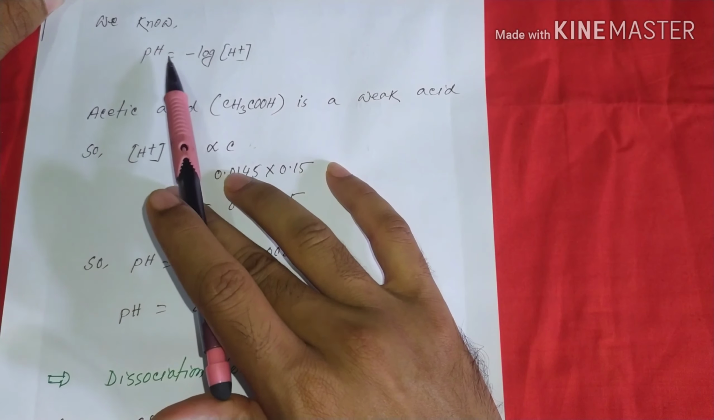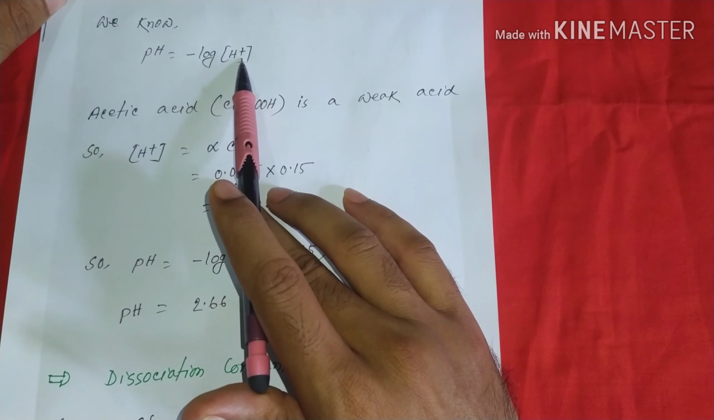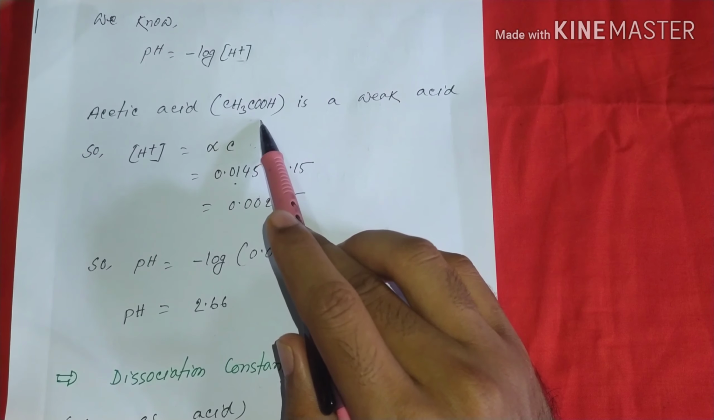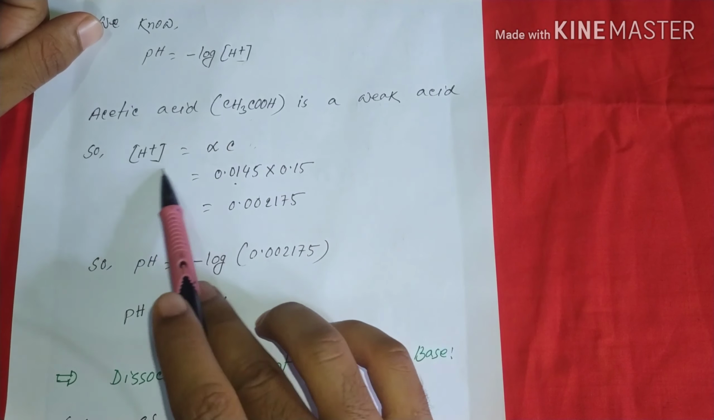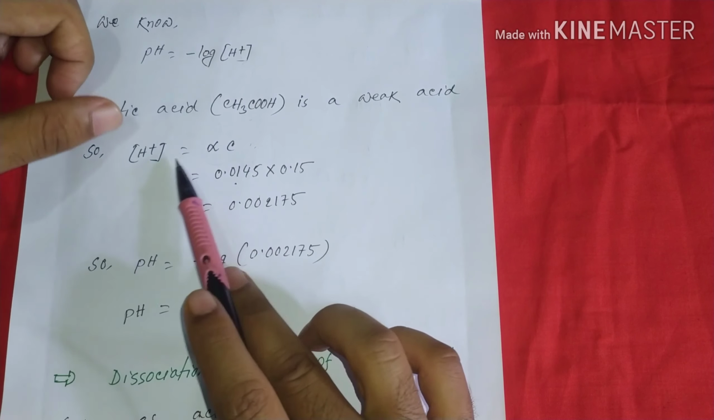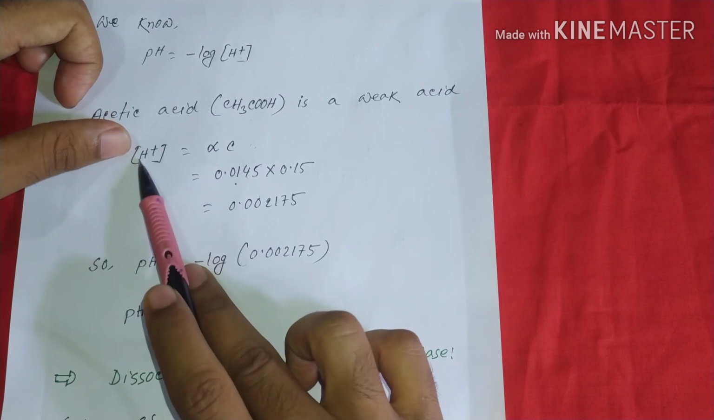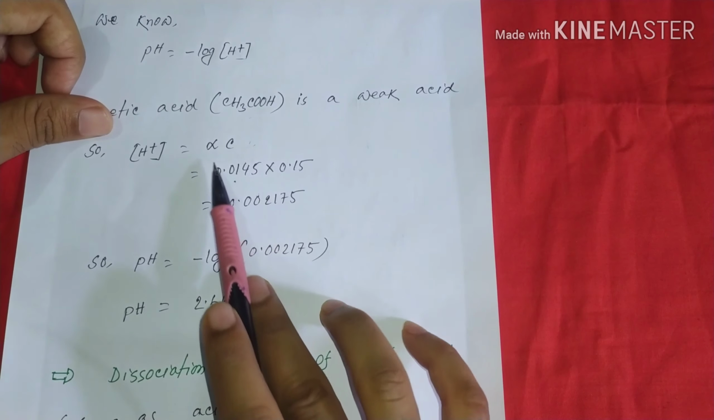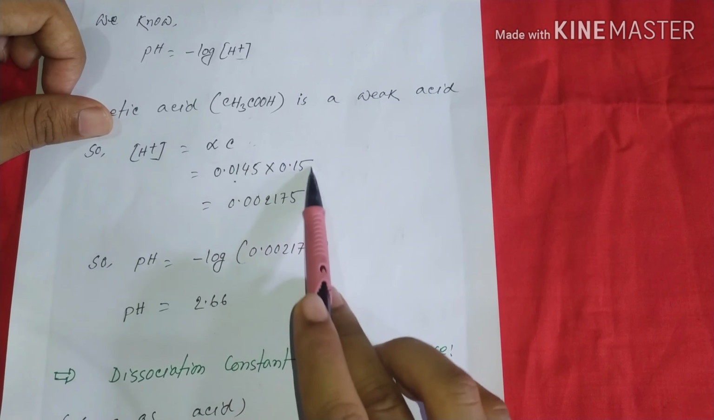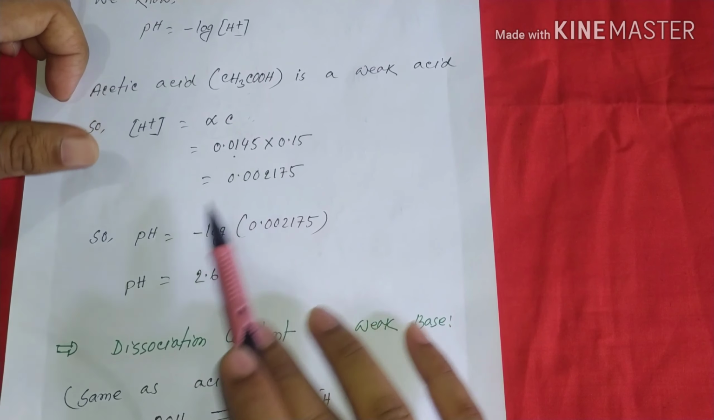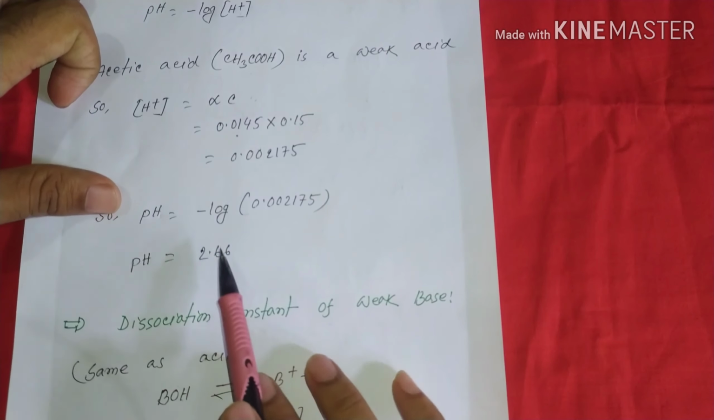For determination of the pH, we know pH is equal to minus log concentration of proton. We know acetic acid is a weak acid, that's why it will partially dissociate. That's why we will use this equation for determining the concentration. So the concentration of proton is equal to alpha C. So this is the value of alpha, and this value denotes the concentration. So finally we get this, and the pH value is 2.66.